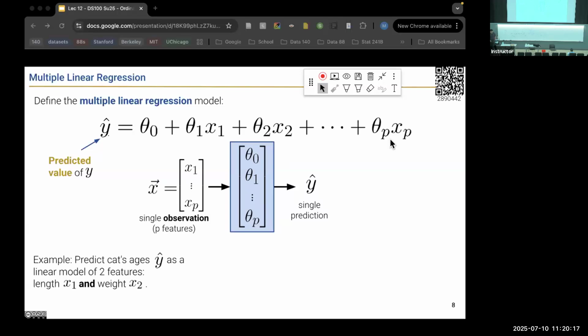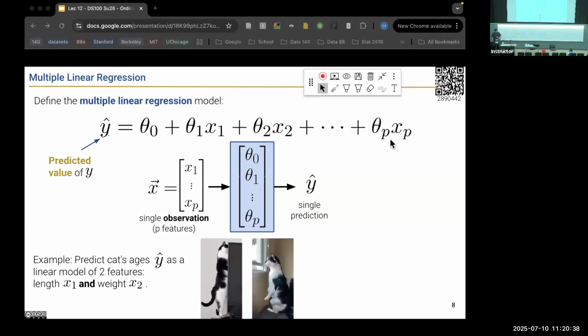So for example, this is the example we talked about last time. We want to predict the age of a cat, then we can use the length as well as the weight of the cat to predict it. So we have two features, length and weight, and we denote them by x1 and x2. So these are, I'm pretty sure, Josh's cat.